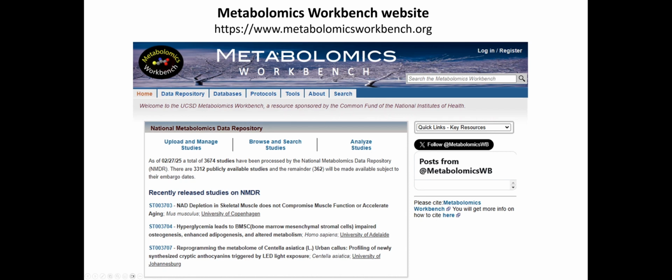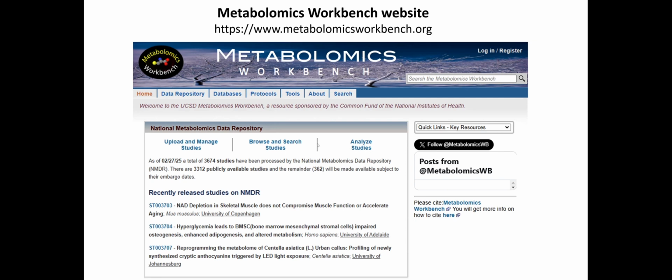The Metabolomics Workbench is a website, metabolomicsworkbench.org. Many of you in this audience are probably familiar with it. If not, you should visit it. I call it a biologist-friendly website because you can navigate it with absolute ease without knowing sophisticated programming or software engineering. You can upload studies, manage studies, browse studies, search studies, and analyze studies, everything in one environment. The power of a workbench is that it is not just a database.